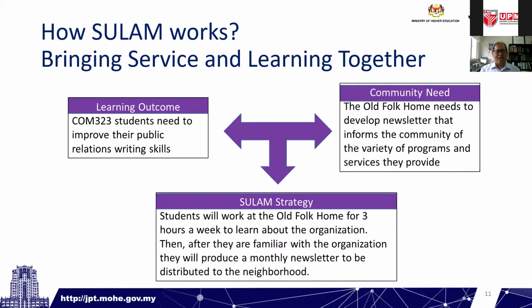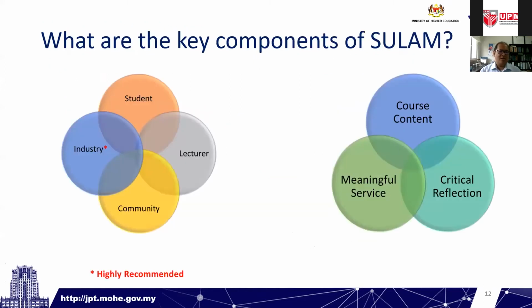So that is when the instructor will come out with a SULAM strategy, a service learning activity, where students will work at the Old Folks Home for at least 3 hours a week to learn about the organization. Then after they are familiar with the organization, they will produce a monthly newsletter to be distributed within the neighborhood. So that's how SULAM works. It is a combination of bringing together learning outcomes, looking at the community needs, and that's when service is being provided.